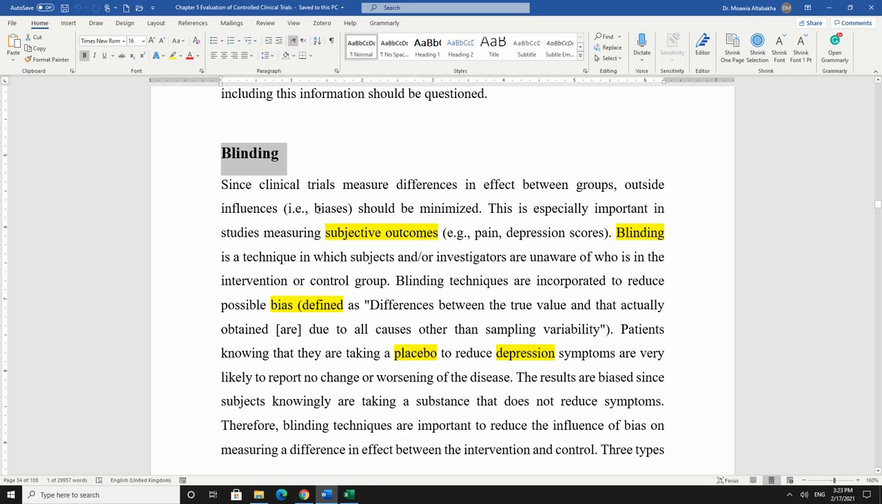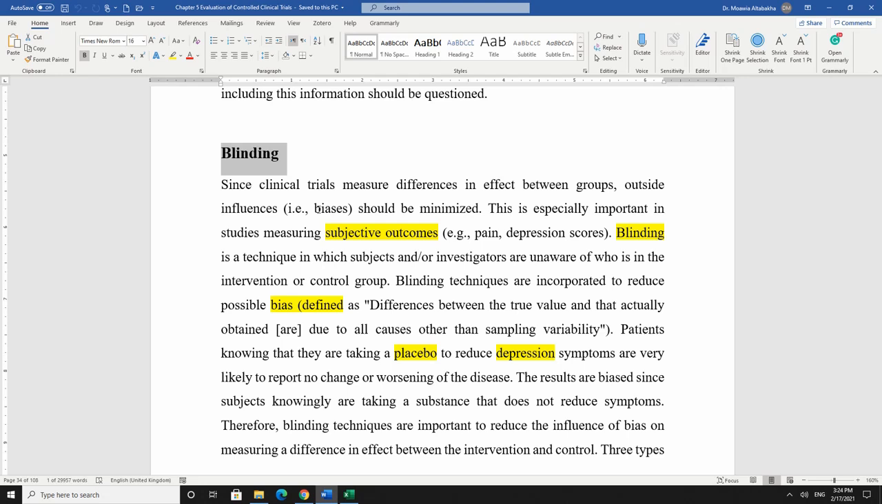If there is a drug for depression, meaning someone is having depression, so I'm recruiting subjects with depression, and then I divide them into two groups. I give one group the active drug, the active constituent, and the other group I give them the placebo. If I tell the groups that you are taking the drug and the others are taking the placebo, and then I want to report whether their depression symptoms have improved or not, surely those who are taking placebo will tell you no, it's worsening. Right? Because they know they are taking placebo.